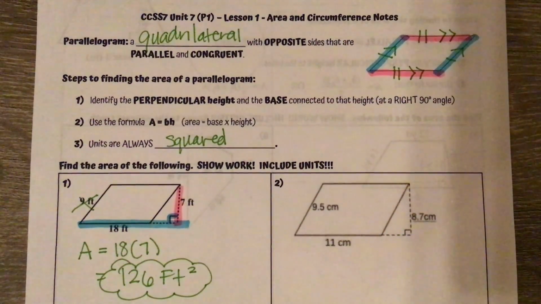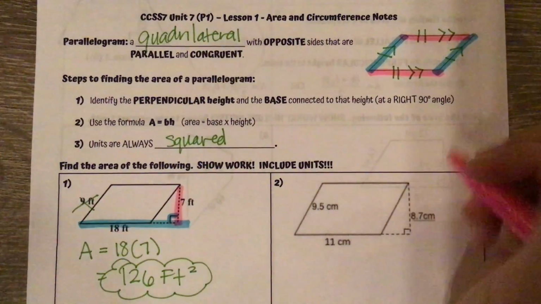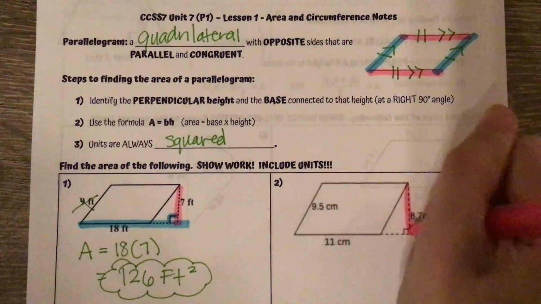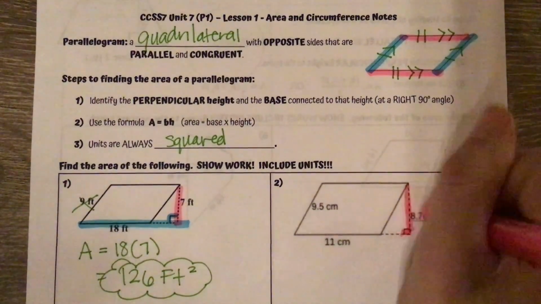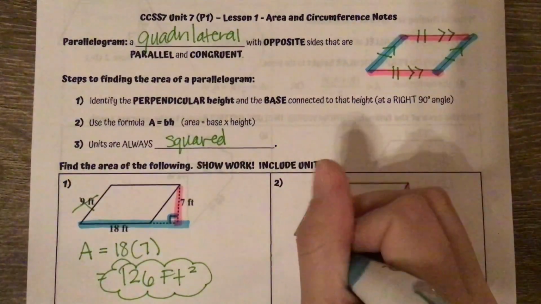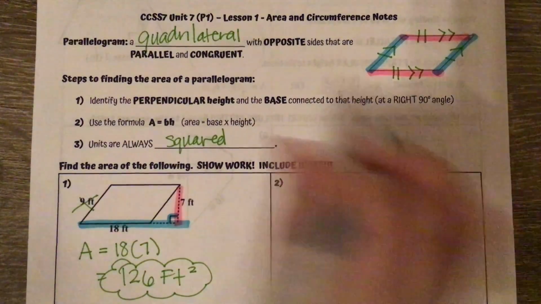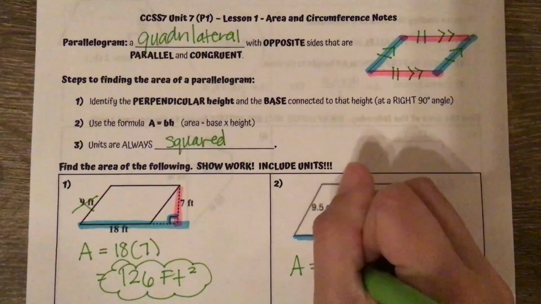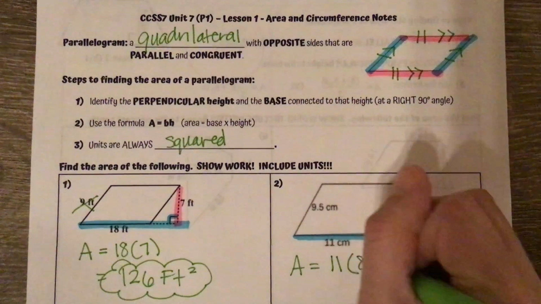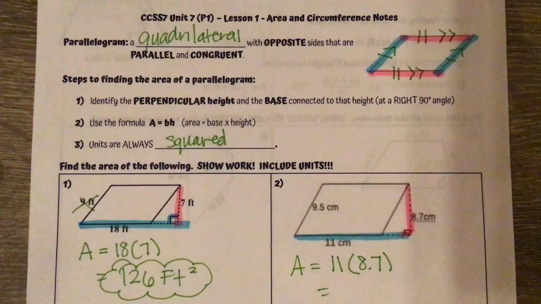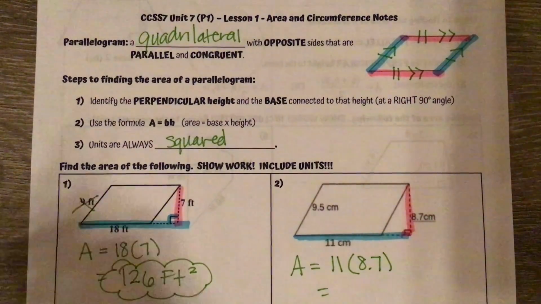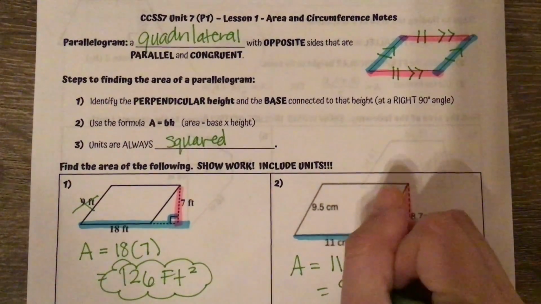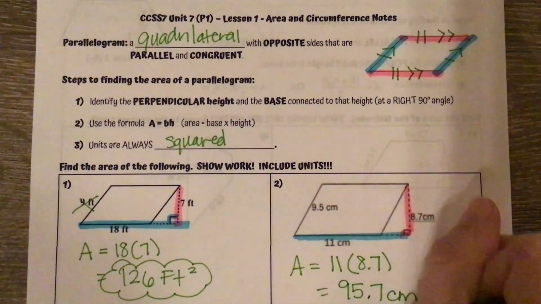All right, number 2, I find my perpendicular height here. I find this little 90-degree symbol, which shows me it's connecting to this side at the 90-degree angle. So to find my area, I'm doing my base of 11 times my height of 8.7, which is 95.7 centimeters squared.